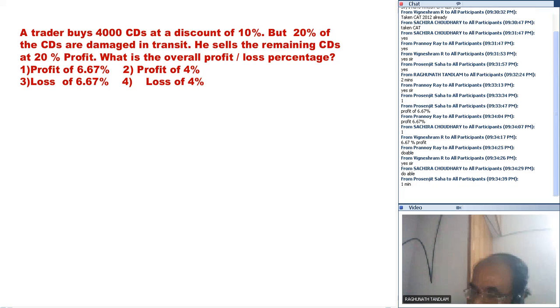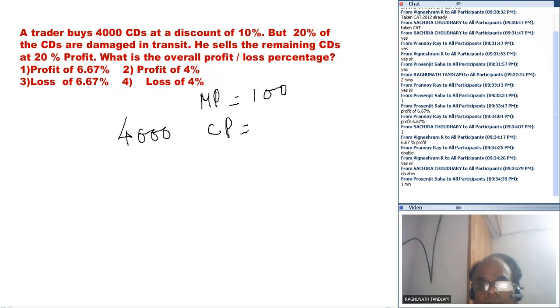Now, how do we do it normally? How do we do it in CAT? Let's say he buys 4,000 CDs. Let the market price be 100. At what price does he buy? 90. Are we clear? He buys 4,000 CDs at 90 rupees per piece, which becomes 3,60,000. Now how many is he selling? 20% is damaged, so he sells 3,200.